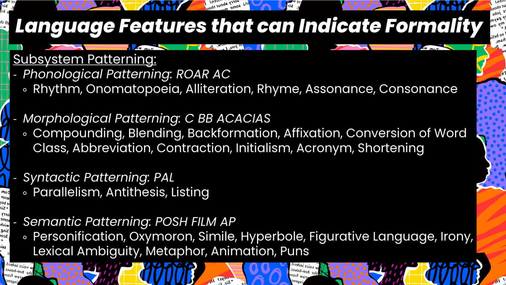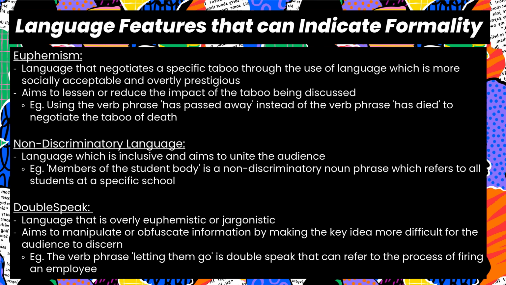If you'd like a refresher on any of these types of patterning, make sure to check out our patterning videos. Then we have euphemisms. Now, euphemisms are a language feature that can indicate formality, but they pair with dysphemisms, which are a language feature which can indicate informality. Both euphemisms and dysphemisms aim to negotiate taboo. Taboo refers to those topics that are a little bit socially uncomfortable for us to discuss. They're the kind of topics that we might talk about with our really close friends, but we don't generally talk about with people we have a wider social distance with.